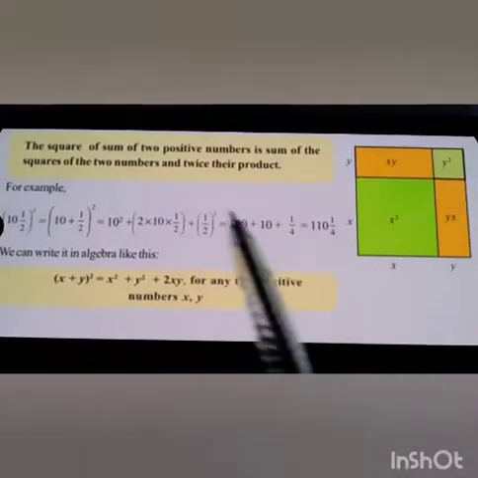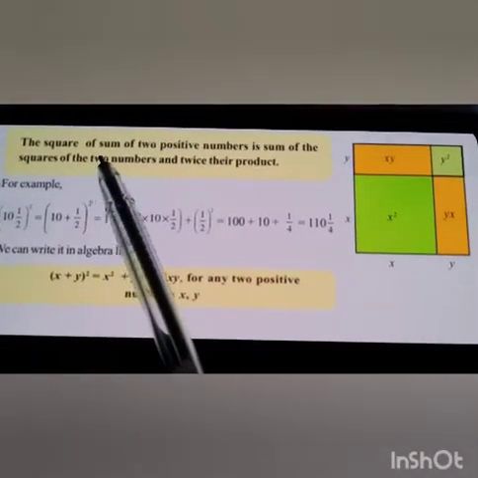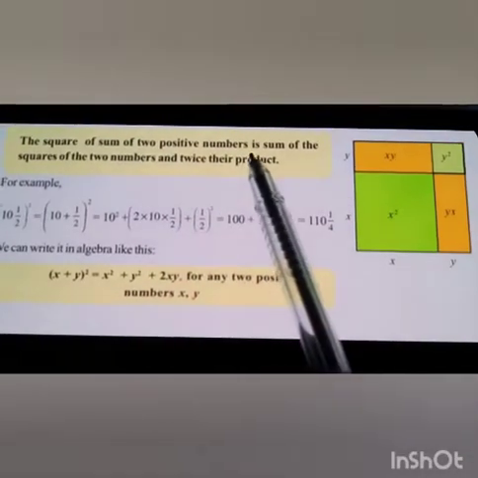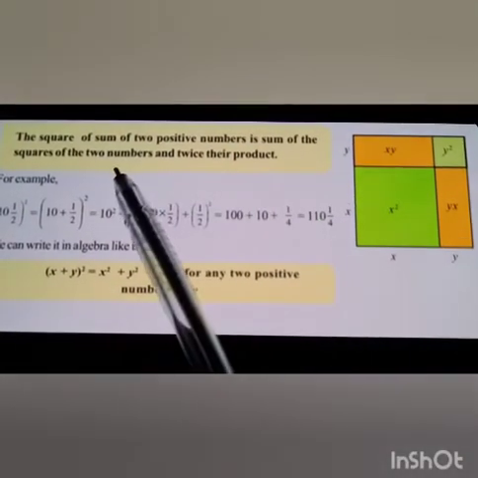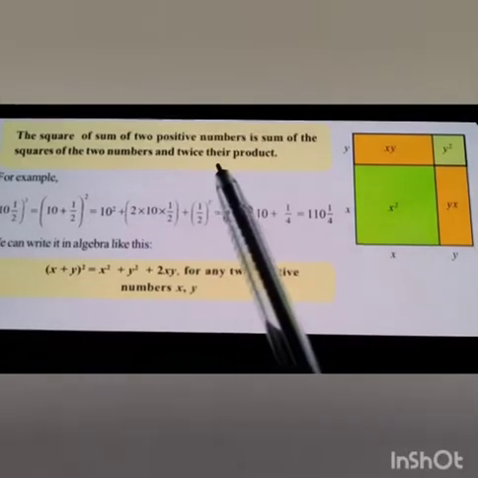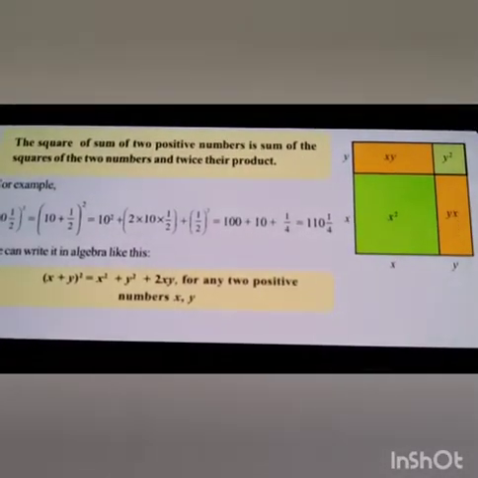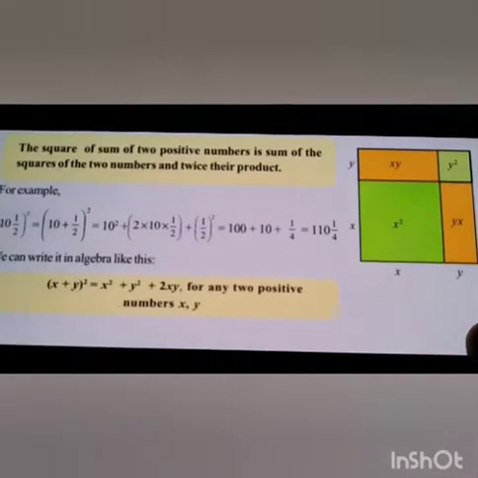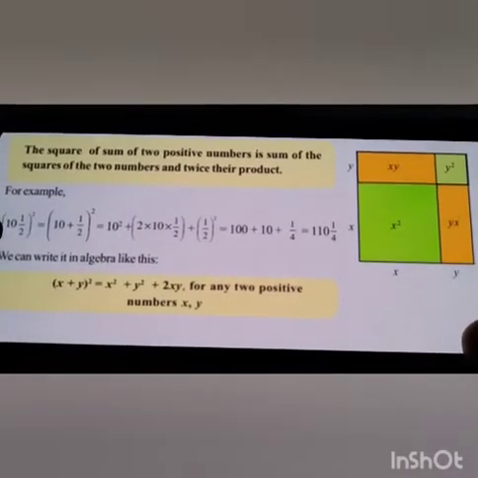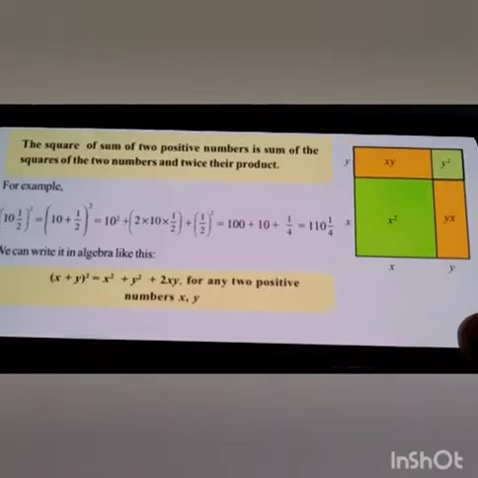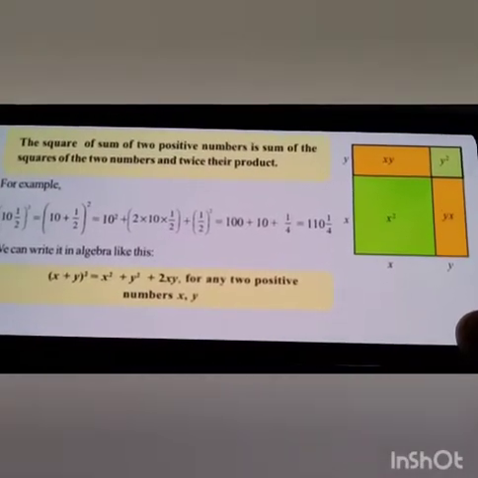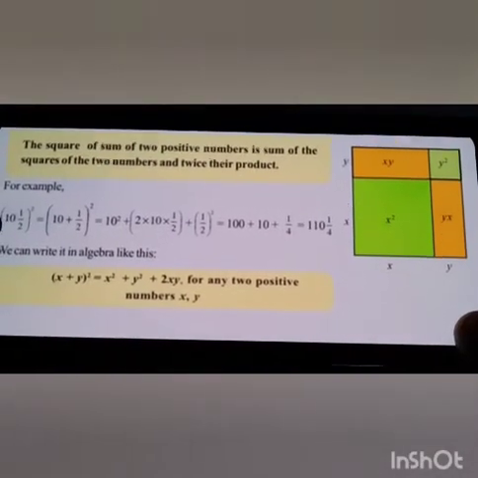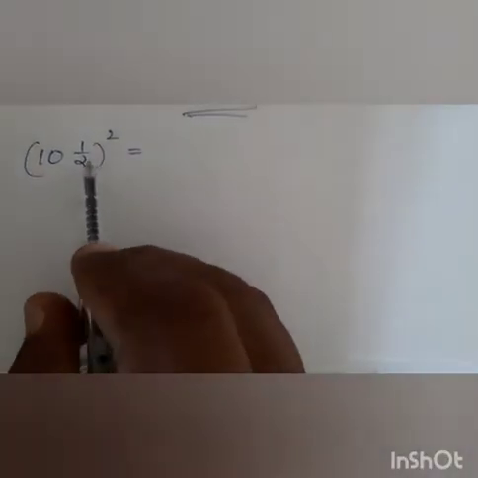So in general we can write like this: the square of the sum of two positive numbers is the sum of the squares of the two numbers and twice their product. So the square of the sum of two positive numbers is the sum of the squares of the two numbers and twice their product.